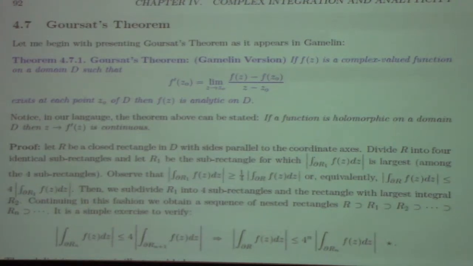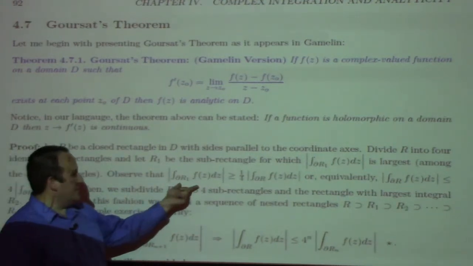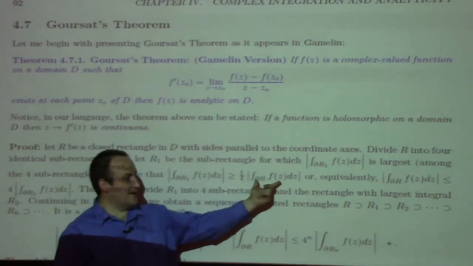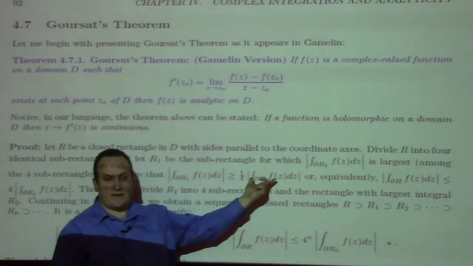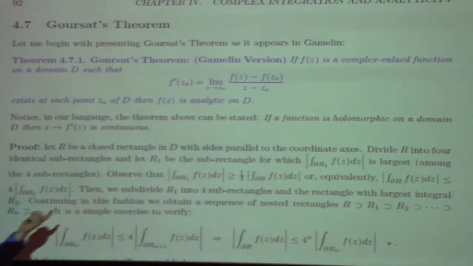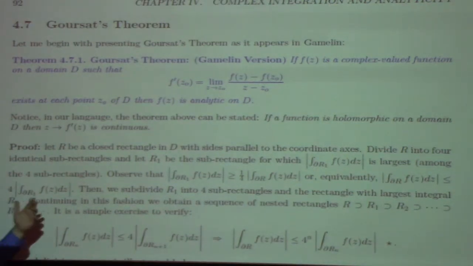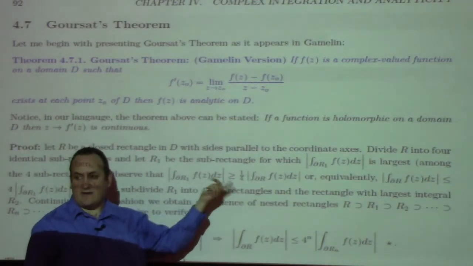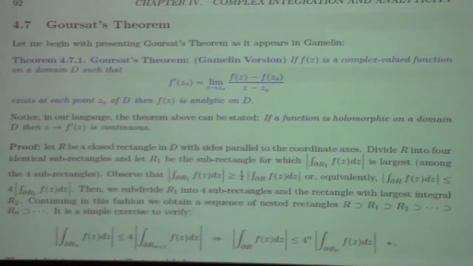So it then stands to reason that the integral around the largest one has to be greater than or equal to 1/4 of the integral around the super rectangle, the big rectangle. Does that make sense? If I divide it into 4 rectangles, and I say that R1 is the value of the integral around the subrectangle which is largest, then if I take 4 times that, it has to be larger than the integral around the whole rectangle, right? I mean, that's logical.